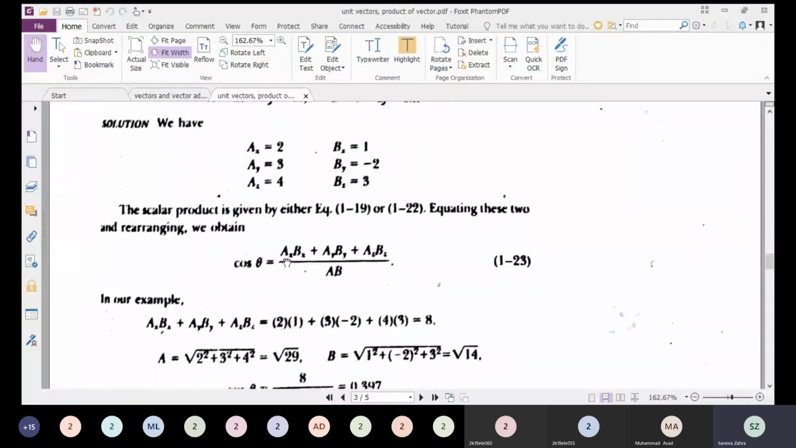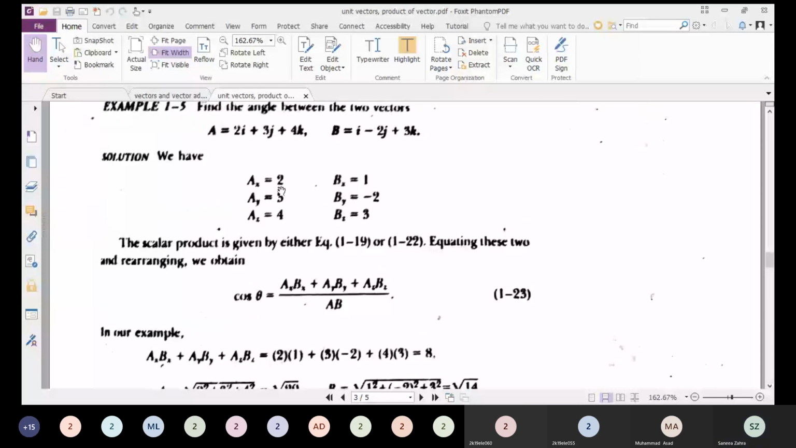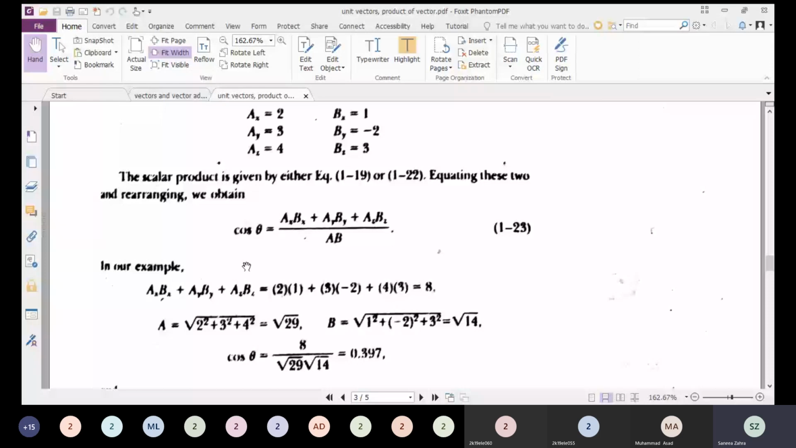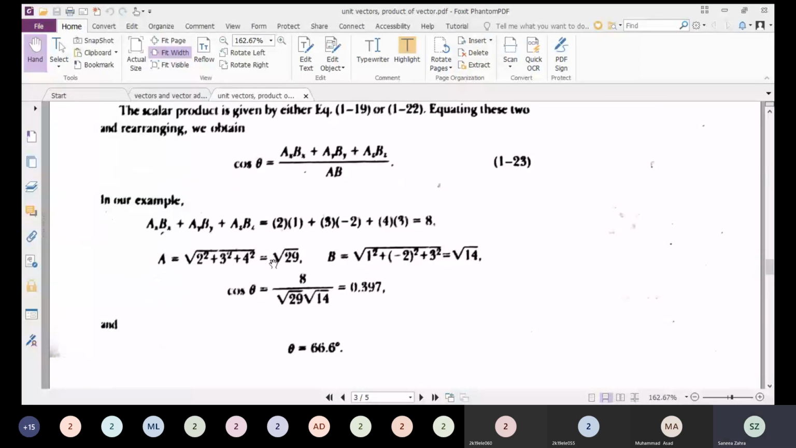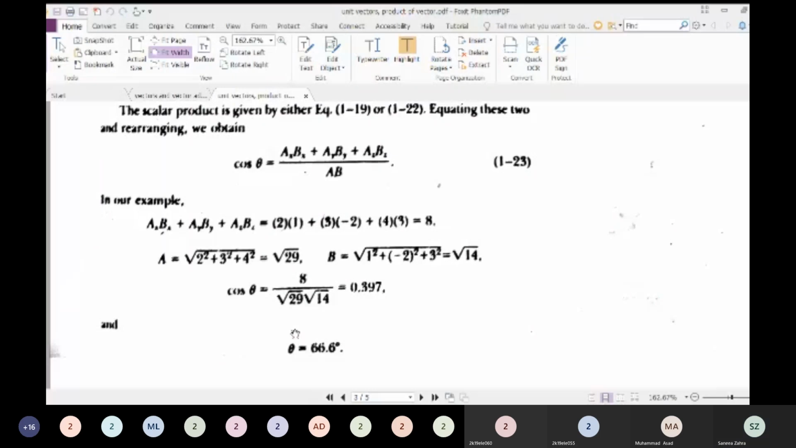Now first of all take AX BX, AY BY and AZ BZ, putting their magnitudes only. You got this? Now, the magnitude of A can be calculated as AX square plus AY square plus AZ square, whole under root. Then for B, BX square, BY square, BZ square, whole under root. Put the values in the formula and you will get the angle 66.6 degrees.